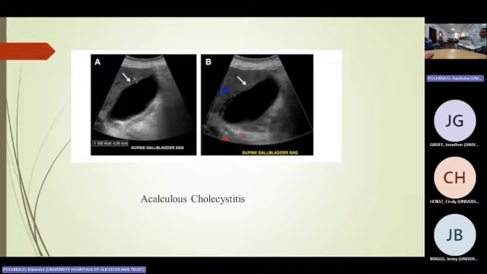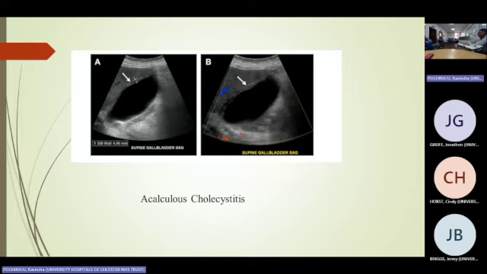Now the thing about this condition is that if you miss it, and you think that there is something else happening, the mortality for untreated acalculous cholecystitis is very high. Especially if the gallbladder ruptures, then you're dealing with biliary peritonitis, and the patient will be very, very sick. Is this just treated with antibiotics? So this is treated with antibiotics, and the treatment of choice for this condition is placement of a cholecystostomy drain, which is either ultrasound guided or CT guided.